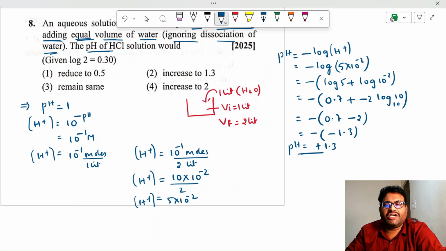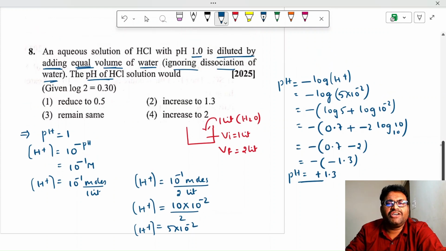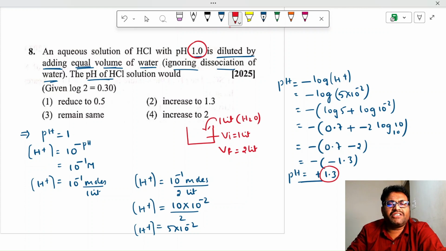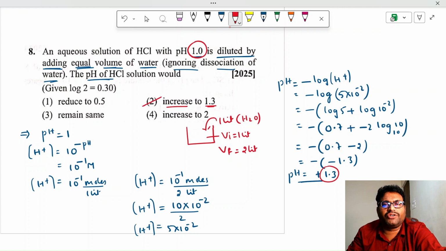So pH is becoming 1.3. Initial pH is only 1.0, and now it has become 1.3. So is it increased or decreased? It is increased. So the pH is increased to 1.3. Understood? Okay.